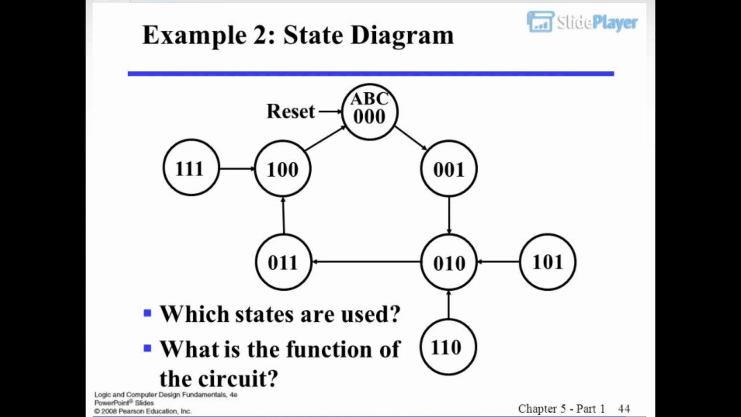Example 2, state diagram. Which states are used? What is the function of the circuit? Only states reachable from the reset state 000 are used: 000, 001, 010, 011, and 100. The circuit produces a 1 on Z after 4 clock periods and every 5 clock periods thereafter.